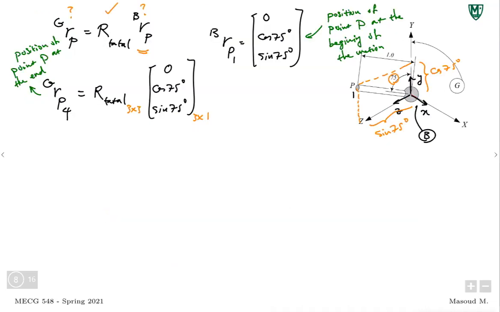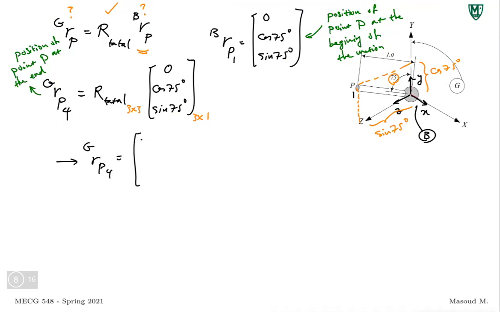All right. So 3 by 3, 3 by 1, matrix by vector should give you a vector. So that gives you R. I don't even need to write it in a separate place. I'll write it here. R P4 in the global coordinate frame.